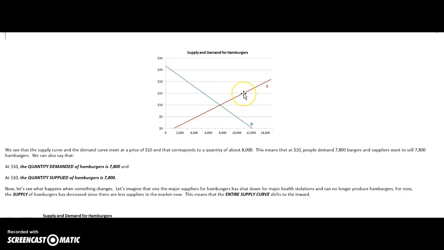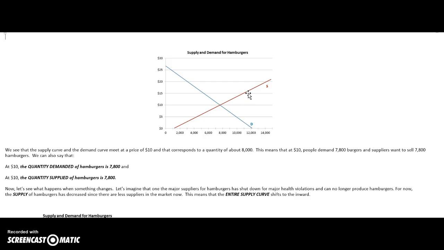But suppliers at this price would like to sell a lot because they're making more profit at this point. So they're aiming to sell about 11,000. The disconnect between how much people are demanding and how much businesses are supplying will create a surplus. So these hamburger places would have too many hamburgers. They'd be throwing away a lot of hamburgers at the end of every day because not enough people are buying them.